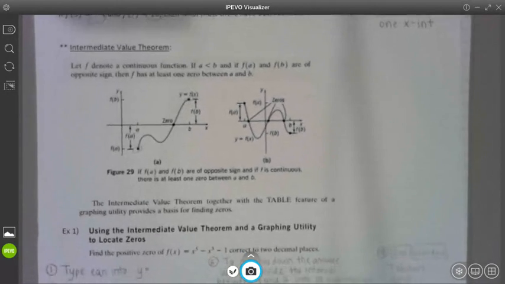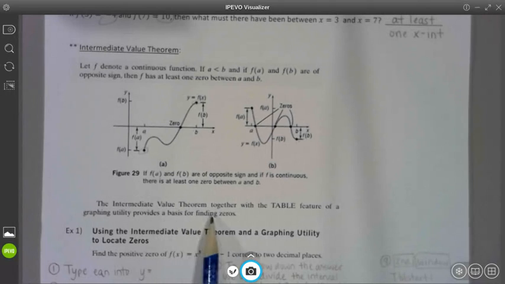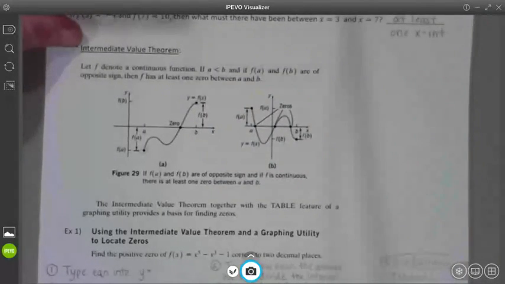Okay? All right, so the intermediate value theorem, together with the table feature of a graphing utility, provides a basis for finding zeros. So guys, when you're using your graphing calculator to calculate the zeros, this is the process it's going to go through to narrow down where the x-intercepts are. It's going to look for that y value to change signs, and in between what x values it happened. All right, so let's try it.